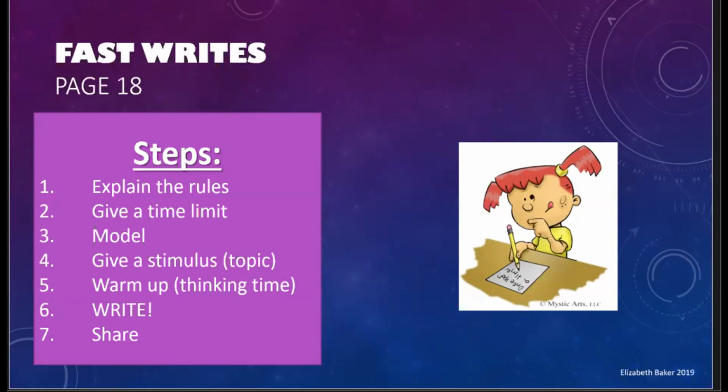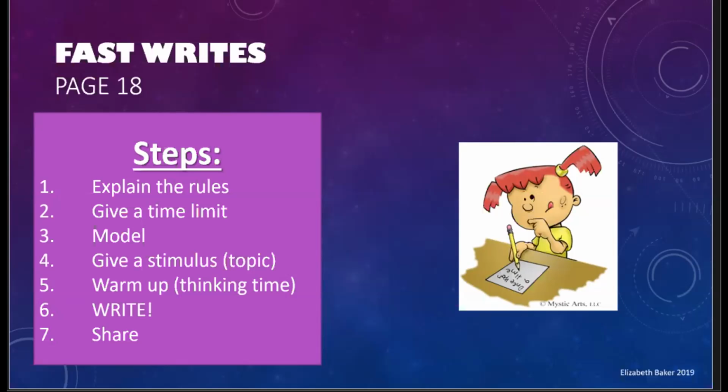Fast writes are one of those fantastic strategies that you can whip out so easily. They can take as long as you want, and they can give you a piece of writing to workshop with a student. That previous piece of writing that we just started talking about actually came from a fast write. So you can get this snapshot of students' writing style. You can have something that they can work on, that they can edit.